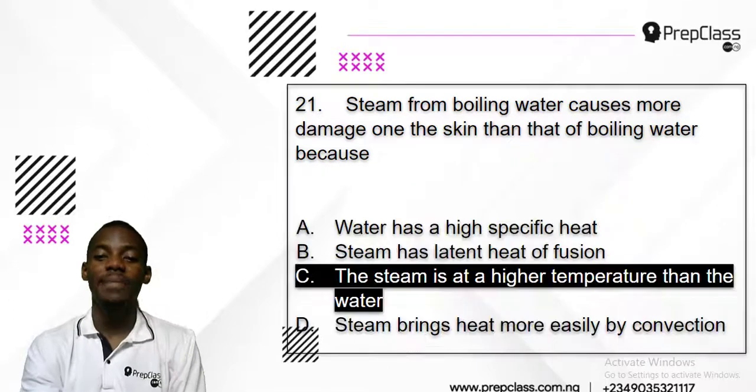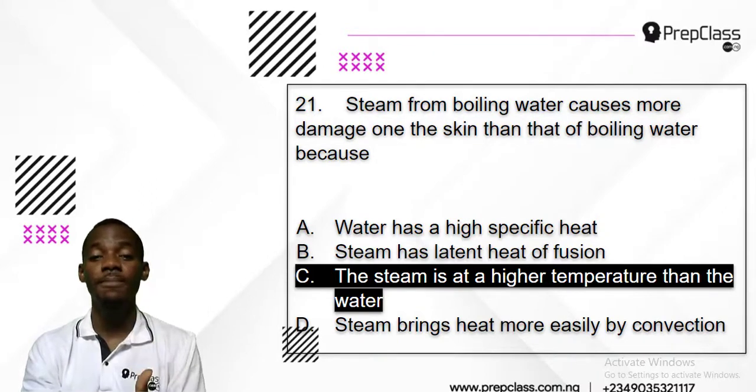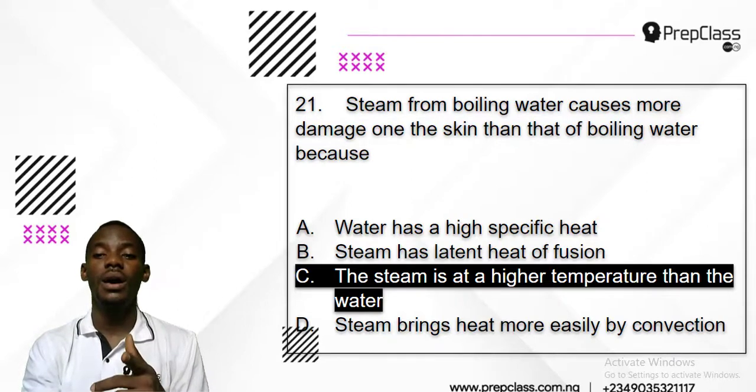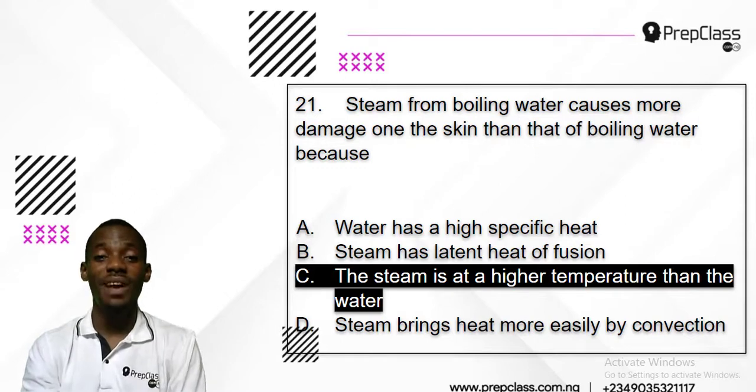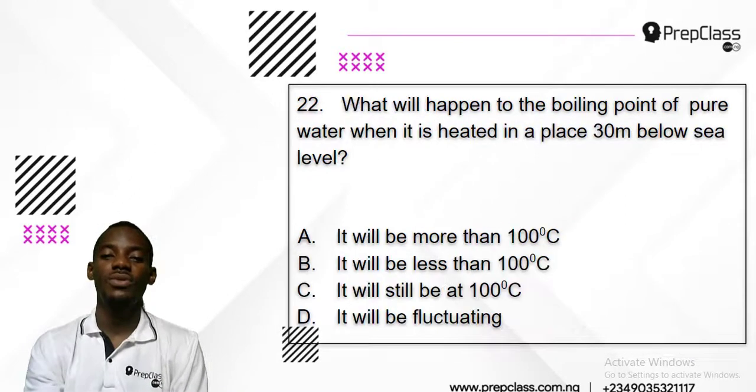And that is the answer. So the answer is C. The steam is at a higher temperature than the water, and that is why the steam will burn the skin more than the boiling water itself. And that is the answer for number 21. Let's check out number 22 now.